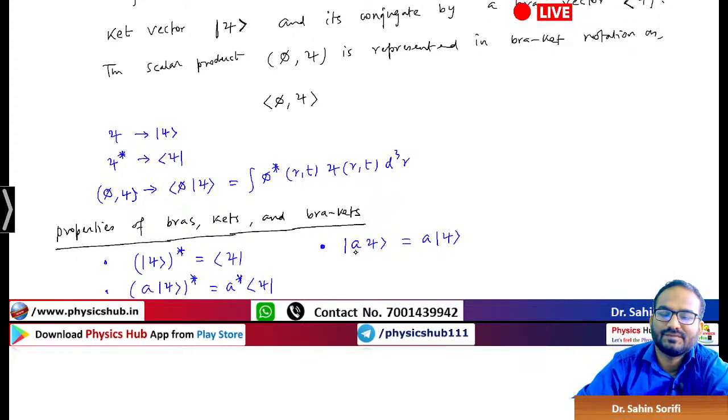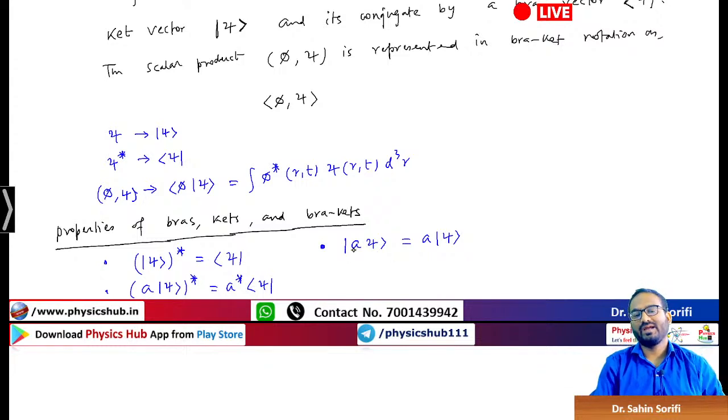Here A psi is equal to A psi, because when it is coming out of the ket, there will be no complex conjugate. When it is from the bra, it will come with a star. A was inside the ket, so there is no complex conjugate here. But if you have A psi in the bra, A is coming out of the bra, so A will have a star.